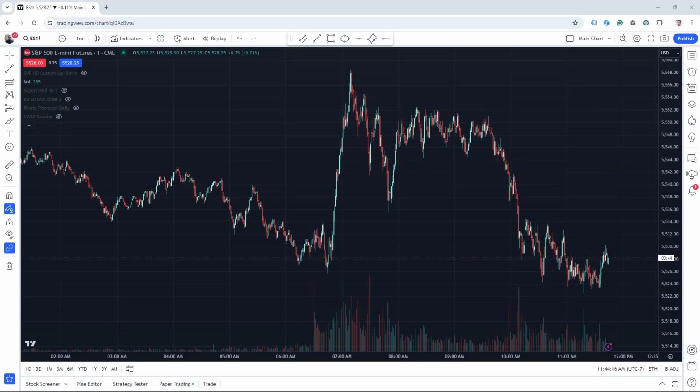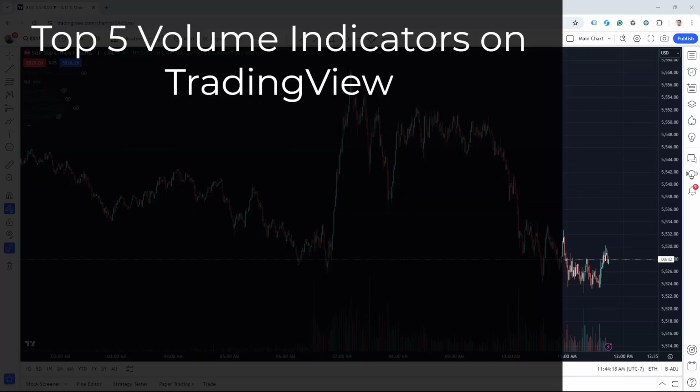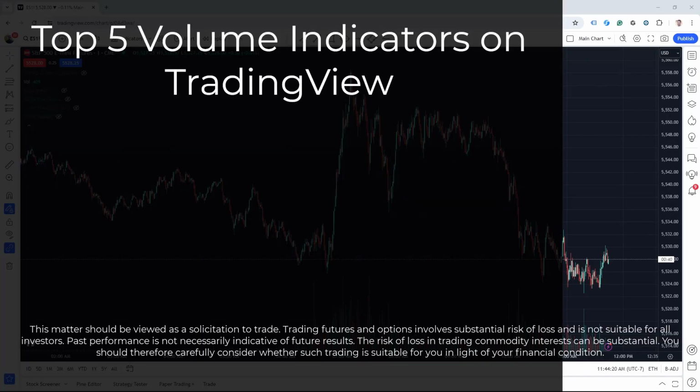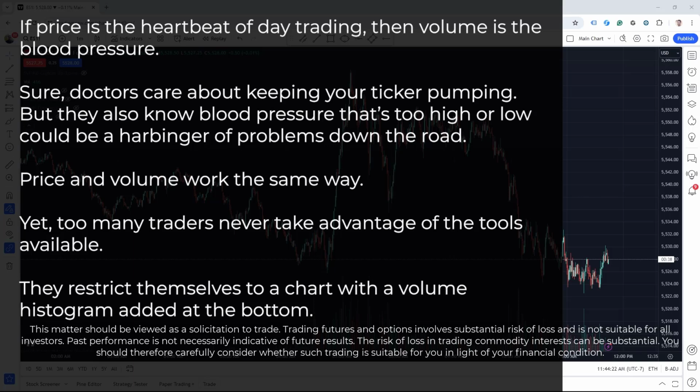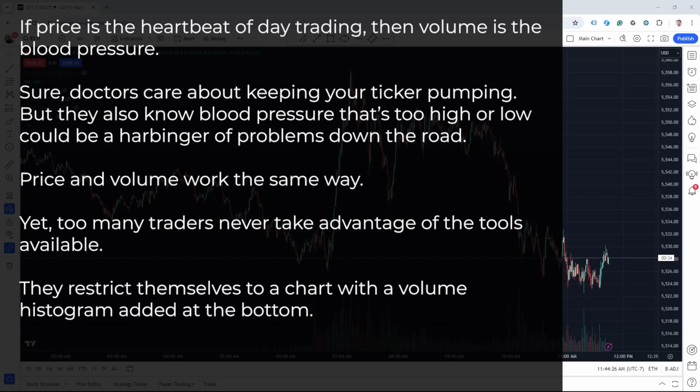Everyone. In today's video, we'll go over the top 5 volume indicators on TradingView. If price is the heartbeat of day trading, then volume is the blood pressure. Sure, doctors care about keeping your ticker pumping, but they also know blood pressure that's too high or low could be a harbinger of problems down the road.